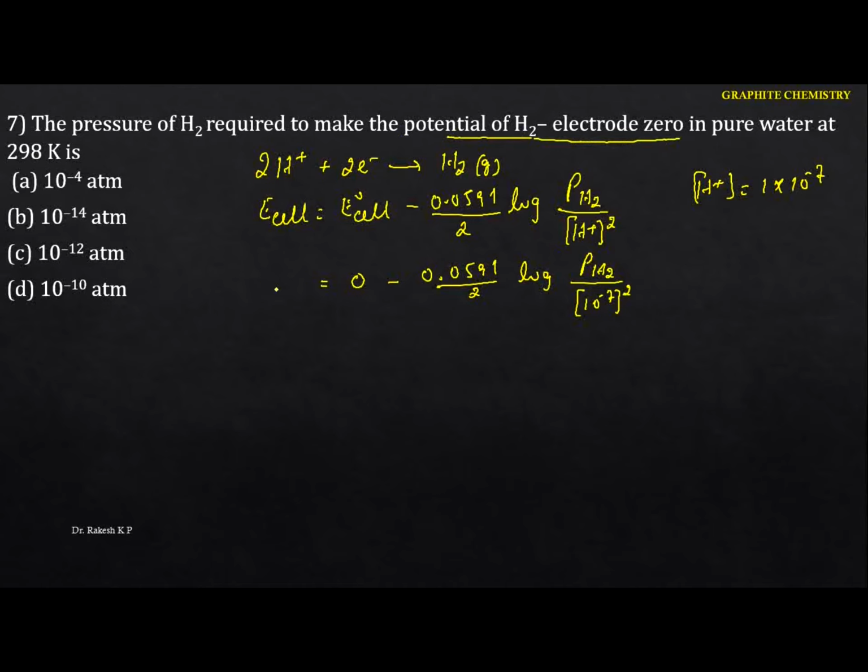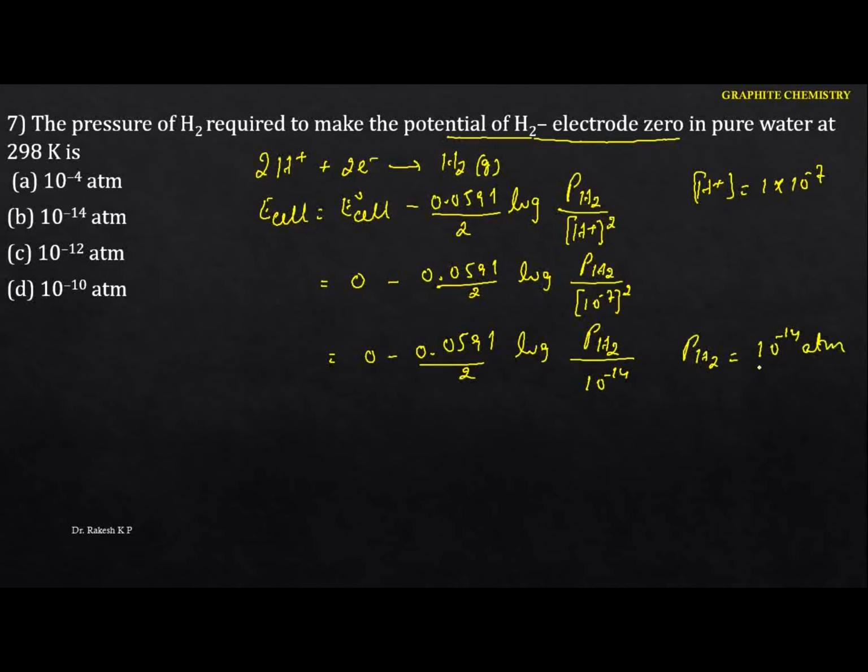That means in order to get 0, you have to get the log of 1. The log 1 value refers to 0. Okay, just go to the next one here. That is 0 minus 0.0591 divided by 2 into log of the pressure of the hydrogen gas over this one, which I can write as 10 to the power of minus 14. I want this ratio to be 1. So hence the pressure of hydrogen should be 10 to the power of minus 14.